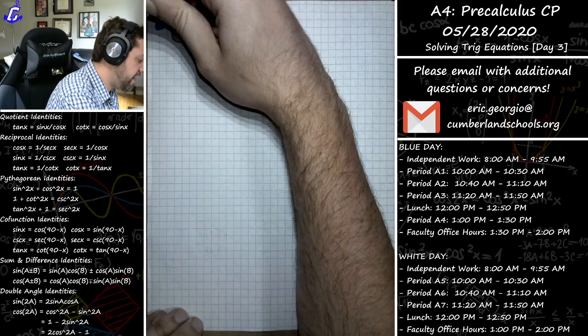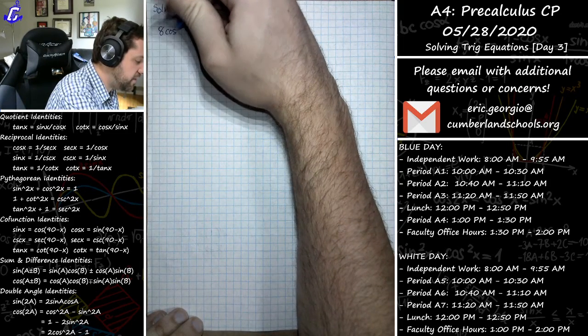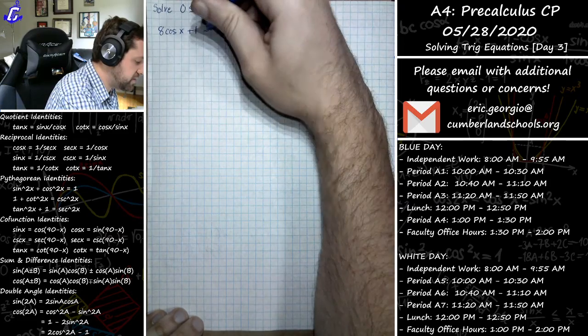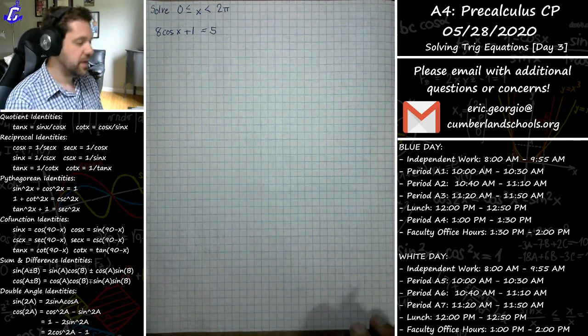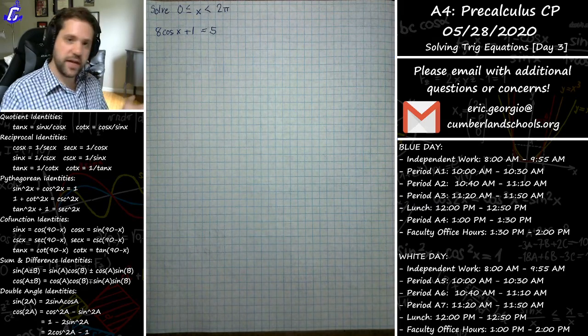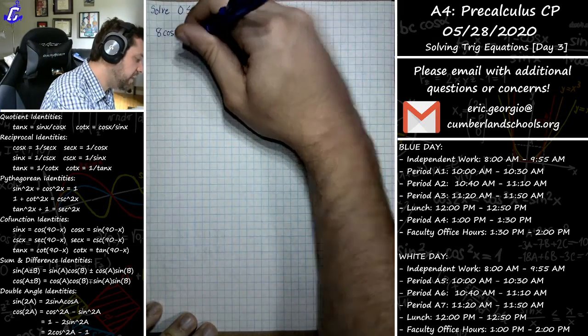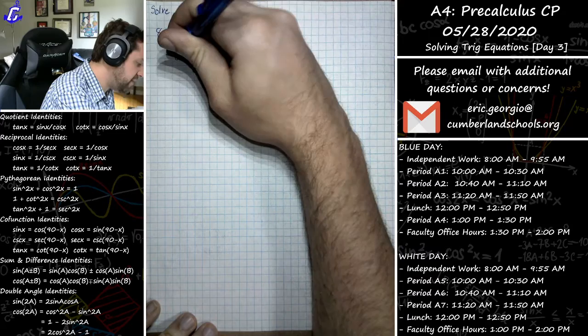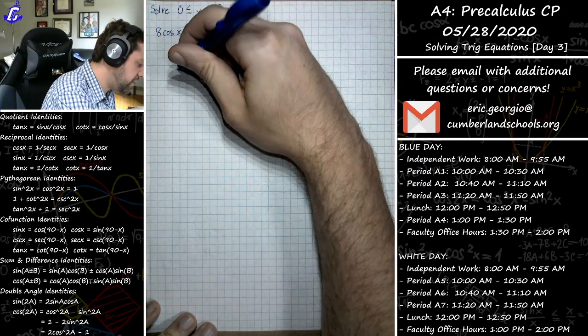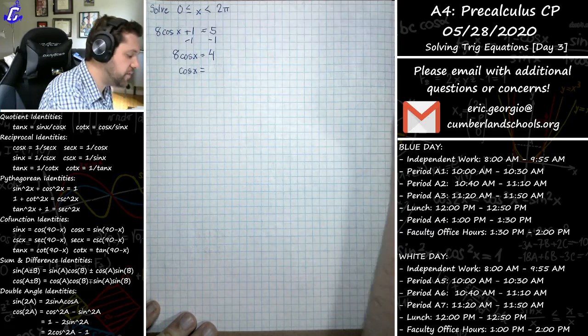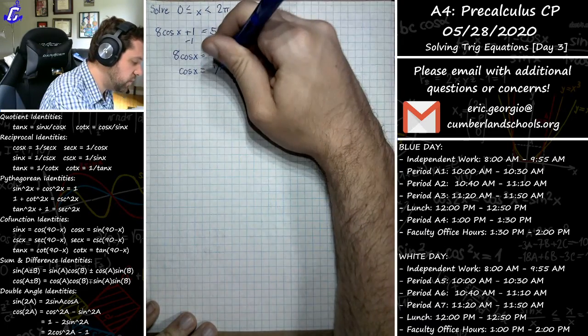If I have 8 times the cosine of x plus 1 is equal to 5, and I'd like to solve that equation, what I want to do is, just like algebra 1, isolate the variable. I get 8 times the cosine of x is equal to 4. Divide both sides by 8. You get that the cosine of x is 4 over 8, which reduces to 1/2.